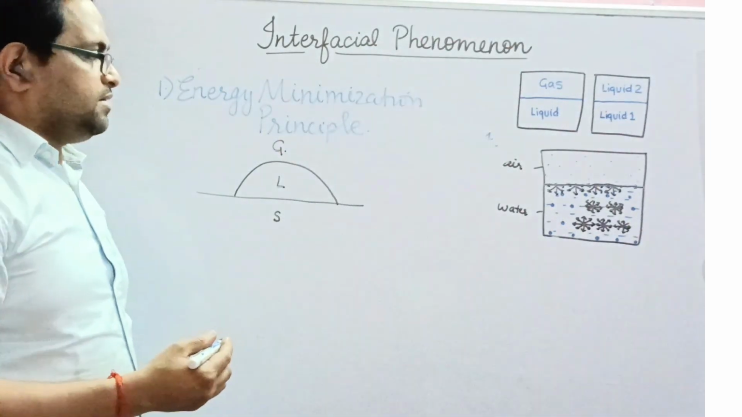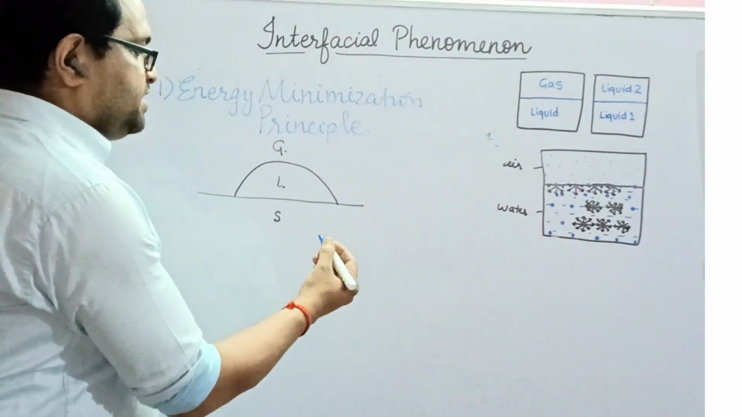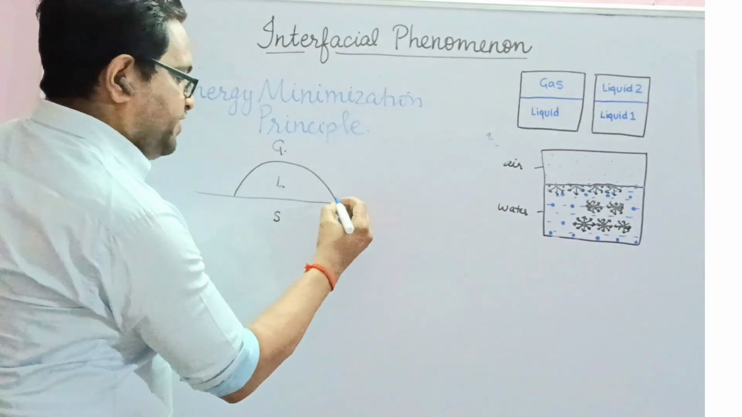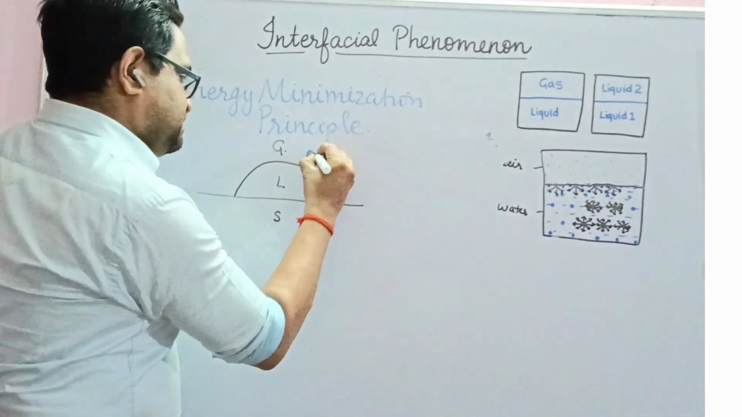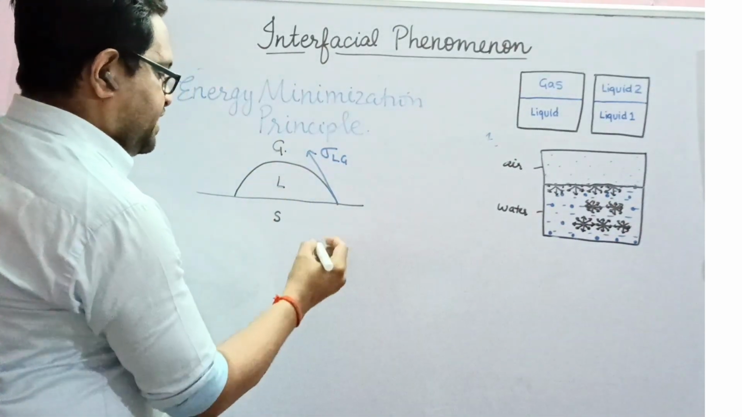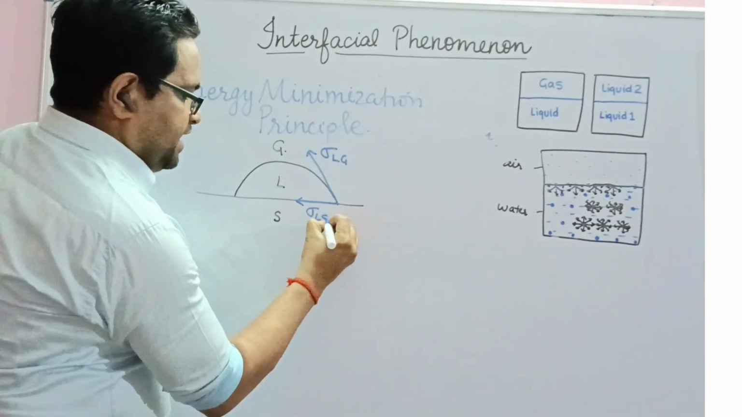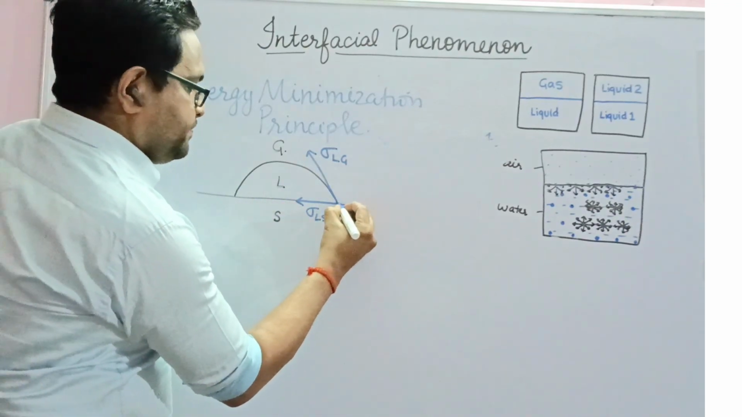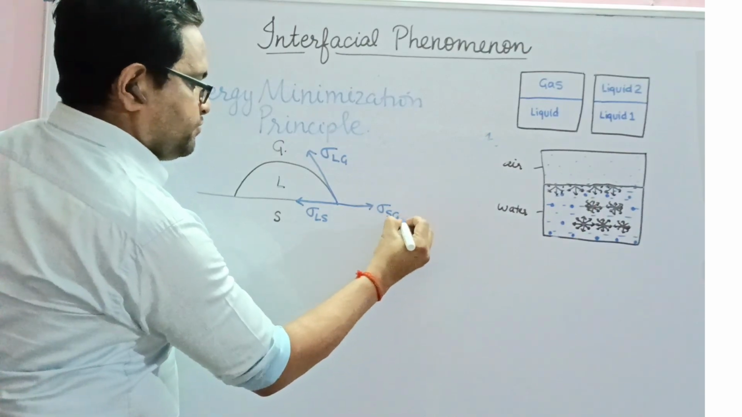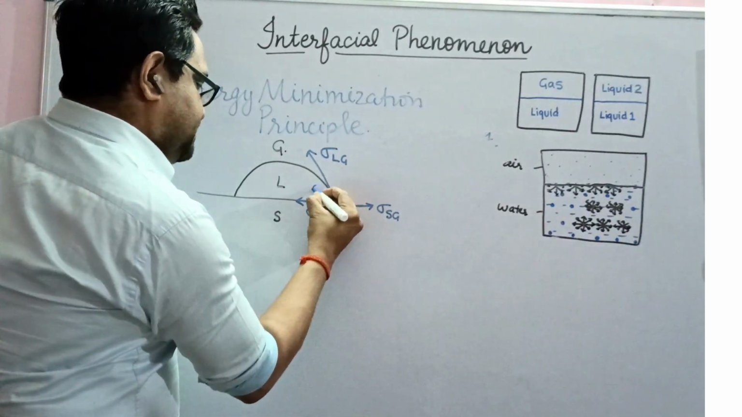Let us say that surface tension occurs for all these phases, and we will denote them with different coefficients of surface tension. Let us say the coefficient of surface tension between the gas and the liquid phase is sigma Lg. Again we have sigma Ls between the liquid and the solid surface, and third we have sigma Sg. Now let us say that this angle, the contact angle, is theta.